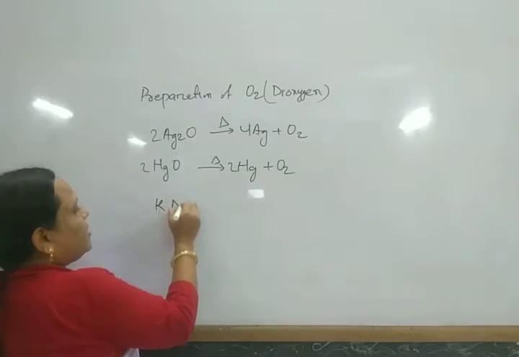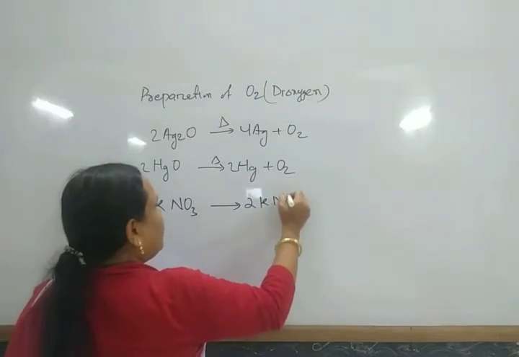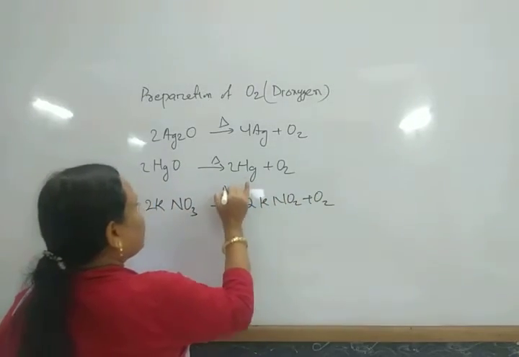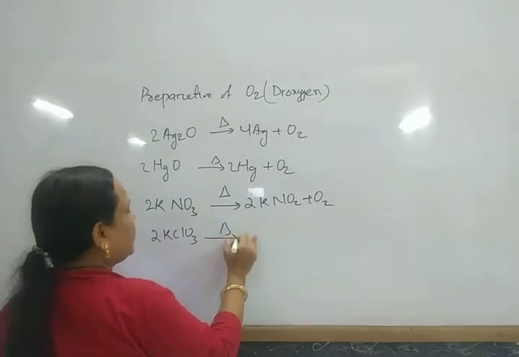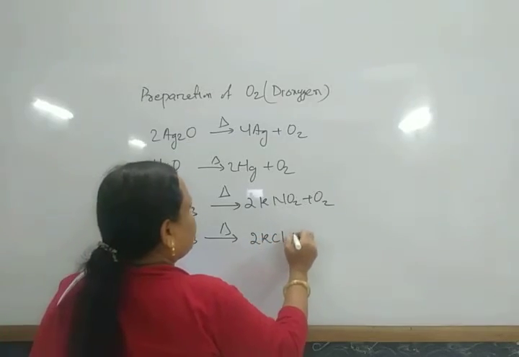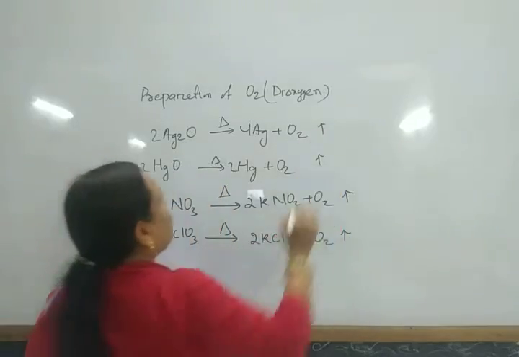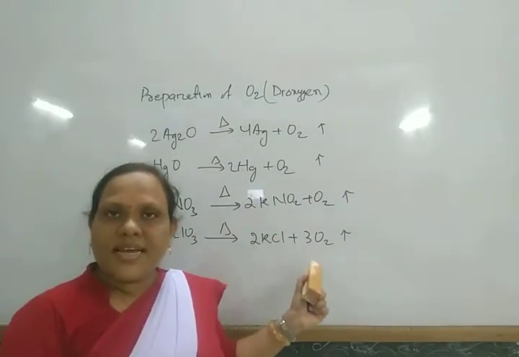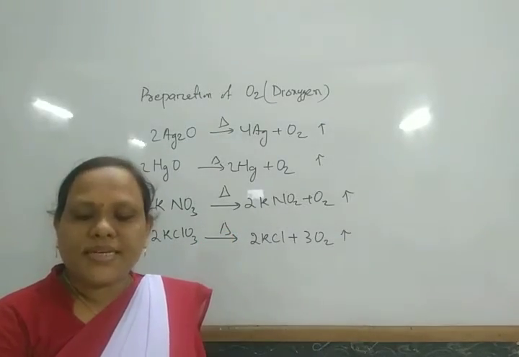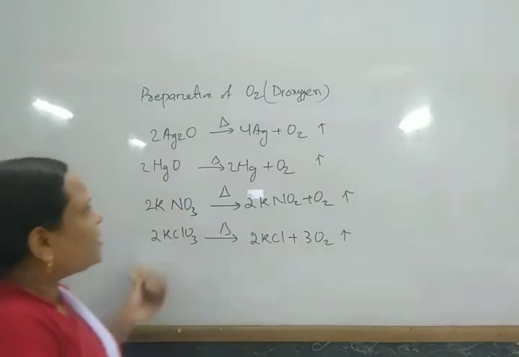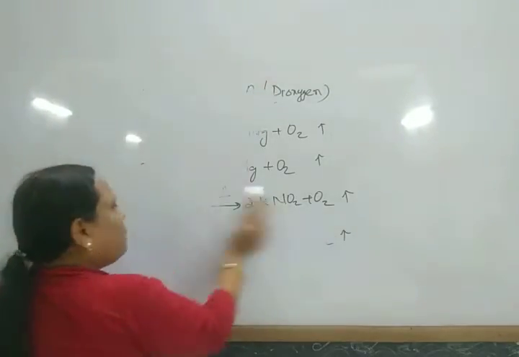So potassium nitrate on heating gives 2KNO2 plus oxygen. Similarly, potassium chlorate on heating gives 2KCl plus 3O2. In this way, oxygen is prepared by heating heavy metal oxides or chlorates and nitrates of sodium and potassium salts.